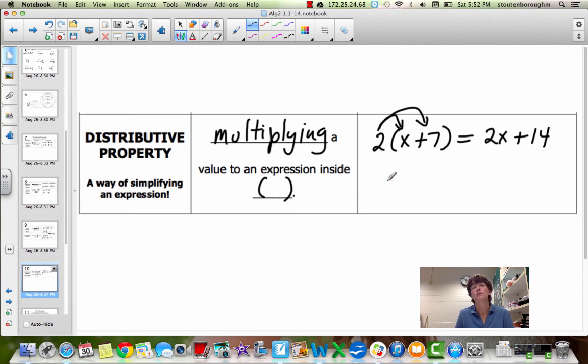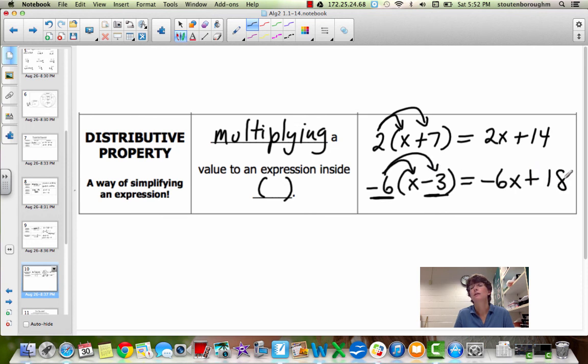We multiply those together. If I have a negative, we're going to let the number own the sign in front of it. In both instances here, we're going to take a negative 6 times x, which would be negative 6x, and a negative 6 times a negative 3 is going to give me a positive 18. If you let the number own the sign in front of it, the signs all take care of themselves in the final outcome.